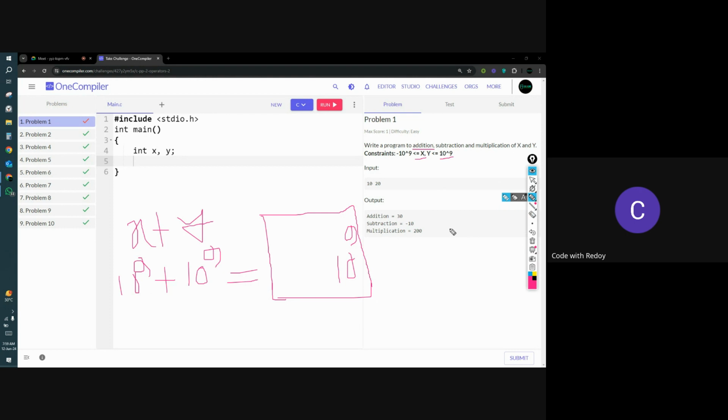So now we can say this is 10 to the power 9. We can easily use an integer variable to store the summation. Integer sum equal to x plus y. Oh, I need to take the input first.